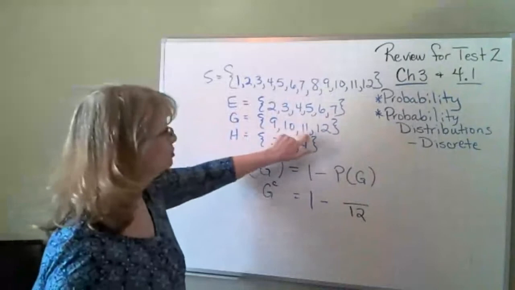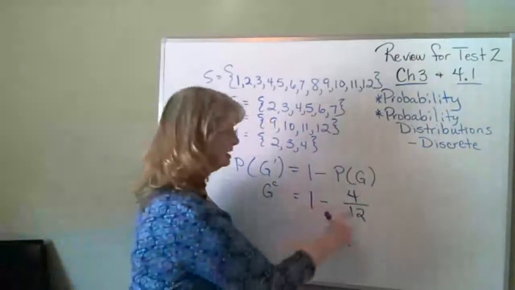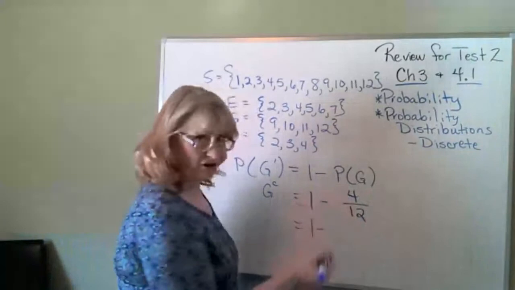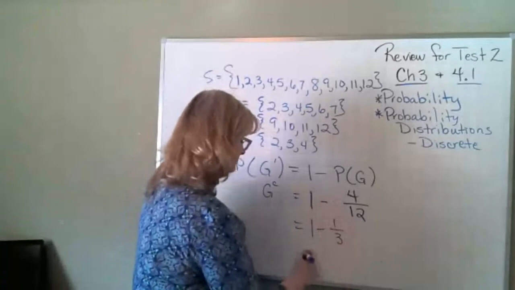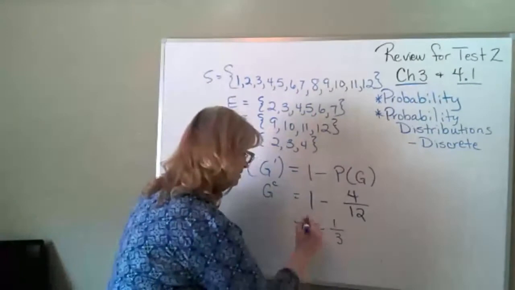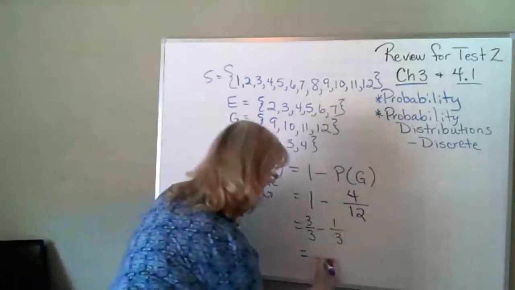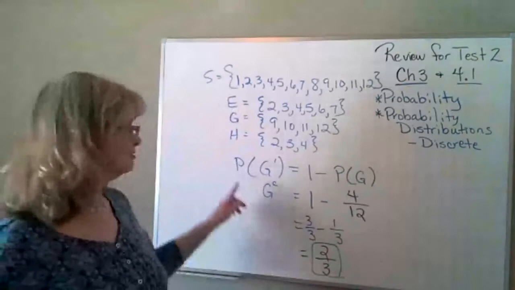Now, you can either get a common denominator now, or you can reduce this first. I'm going to reduce that first, 4 over 12. If I divide by 4, would be 1 out of 3. And then getting a common denominator, I'm going to rename 1 as 3 over 3, so that I'll have the same denominator. And then I keep the common denominator and subtract, and that gives me 2/3 for the probability of G complement.